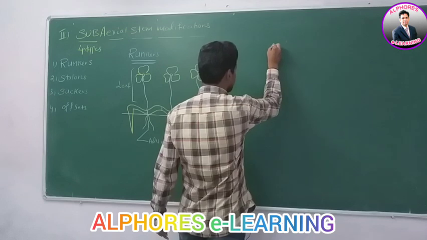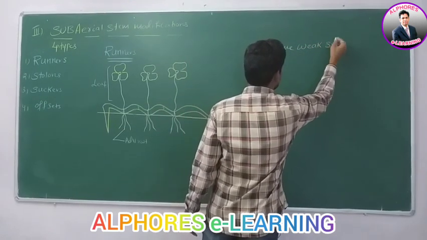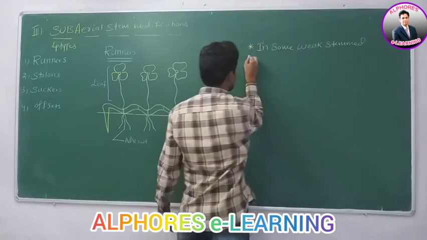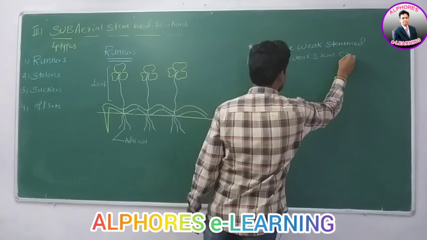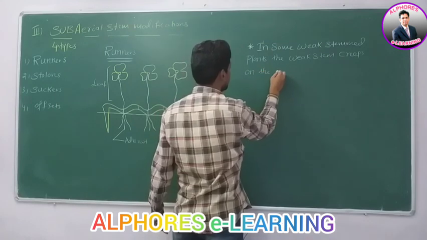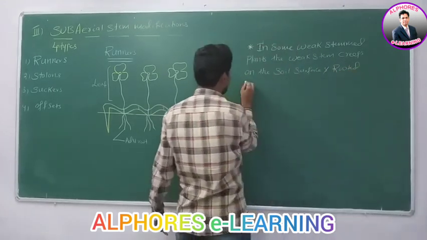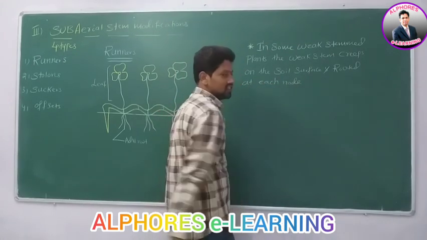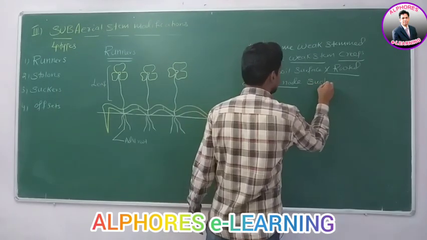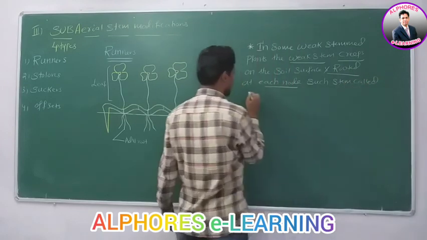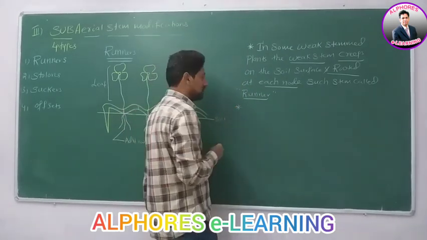Therefore, what are the statements in these runners? In some weak-stemmed plants, the weak stem creeps on the soil surface and is rooted where? At each node. Is this statement okay? The weak stem is creeping on the surface of the soil and is rooted at each node, right? Such a stem is called a runner. What is such a stem called, sir? Runner. Such stems are called runners. Is it okay? Right.